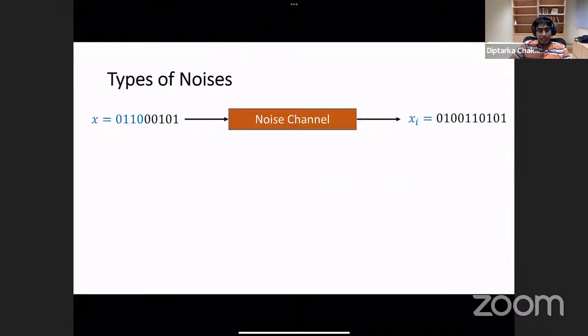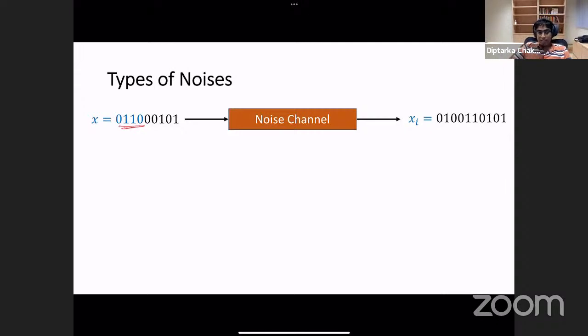Okay. So here, suppose this is our x. I don't know why the first part is colored blue, so there is nothing special here. Anyway, this original string x is passed through the noise channel, and I get one noisy copy xi.